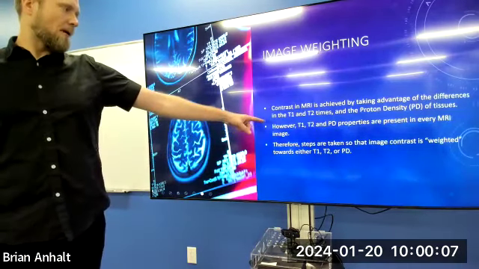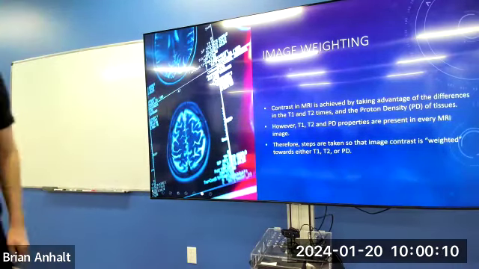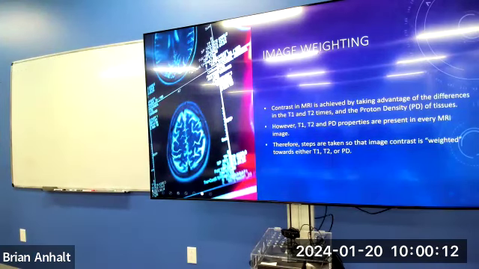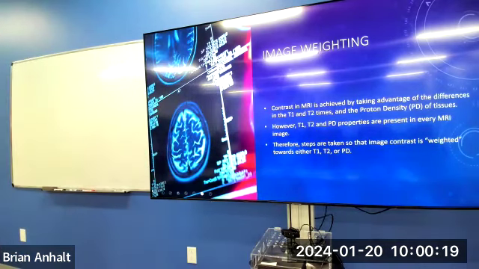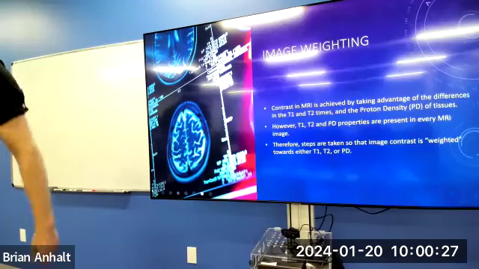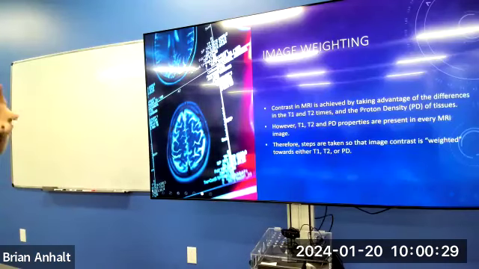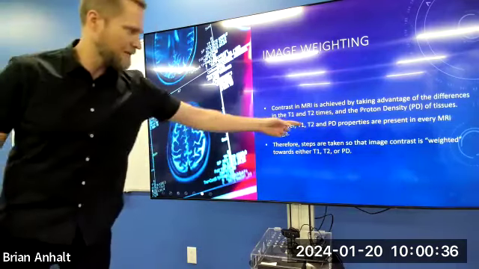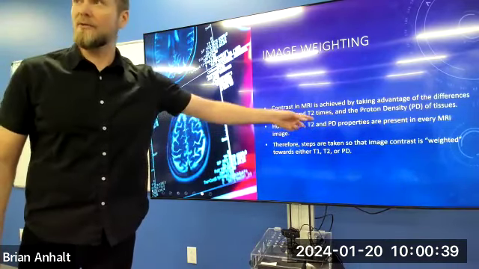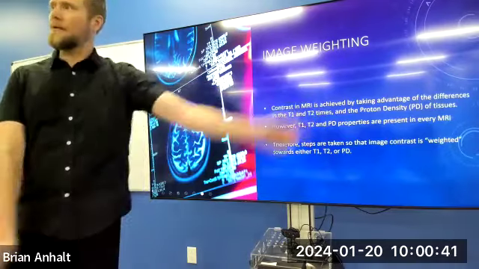So like I was saying before, however, T1, T2, and proton density properties are present in every MRI image. So if you're looking at a T2 weighted image, there's some properties of T1 and proton density in there. If you're looking at a T1 weighted image, there are some T2 and proton density properties as well. And if we're looking at a proton density weighted image, we have T1 and T2 information there. We just want to weight it so that it looks more like one or the other, right? So that the contrast comes from T1 relaxation or T2 relaxation or from just the amount of proton densities, right?